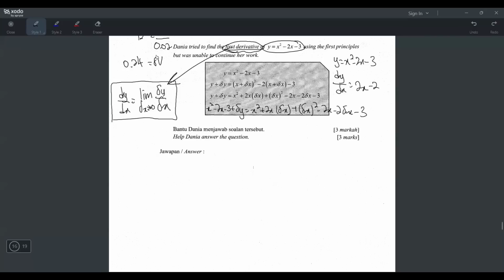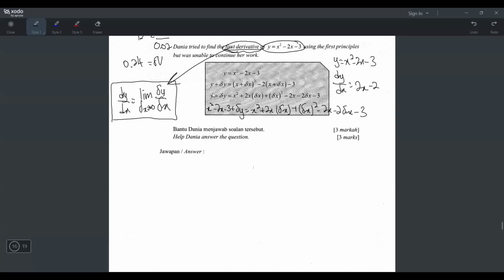It means you have to get your delta y over delta x answer, and if your answer has delta x in it, substitute 0. That's what it means. Because when you do that, you will get the answer for dy/dx. So now remember, your job is to find delta y over delta x.